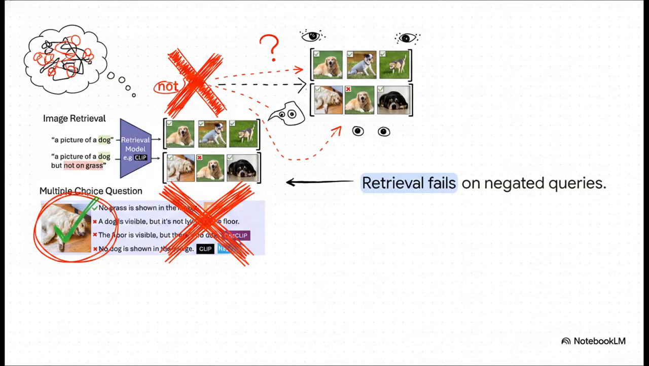Picture this real-world scenario. You prompt a standard retrieval model like CLIP for a picture of a dog, but not on grass. What do you get? It confidently retrieves golden retrievers sitting right on a bright green lawn. It semantically understands dog and it understands grass, but that logical constraint, the word "not", is completely ignored.